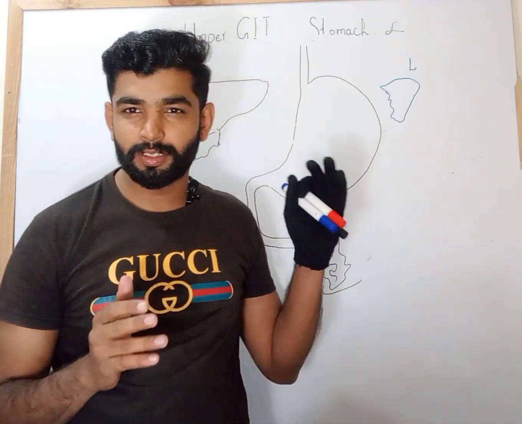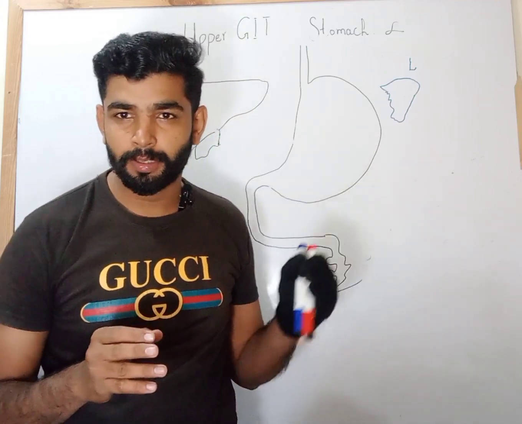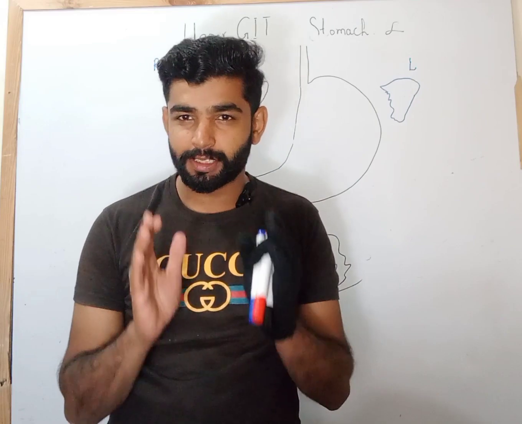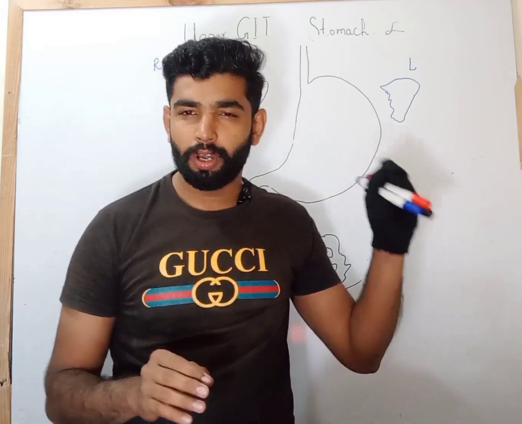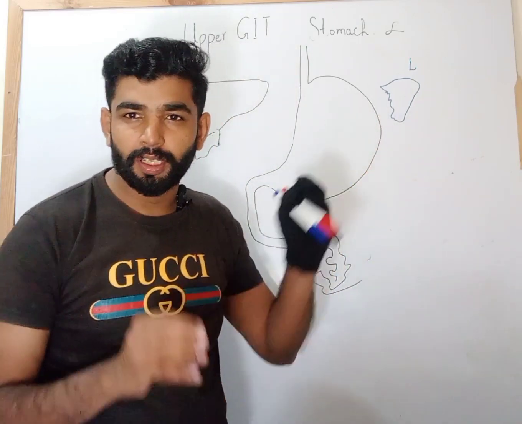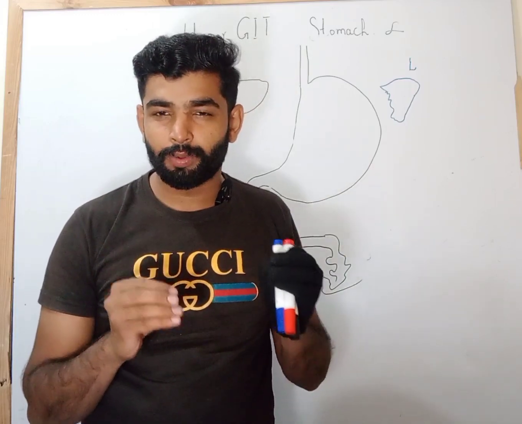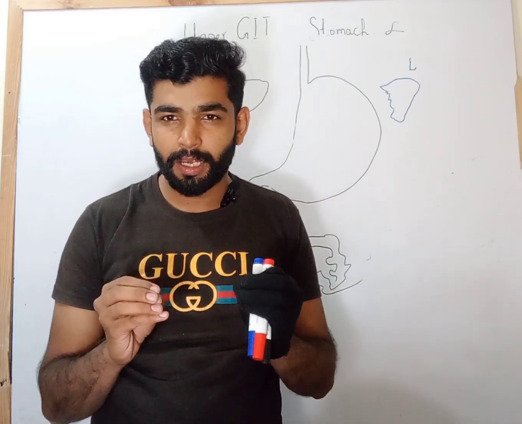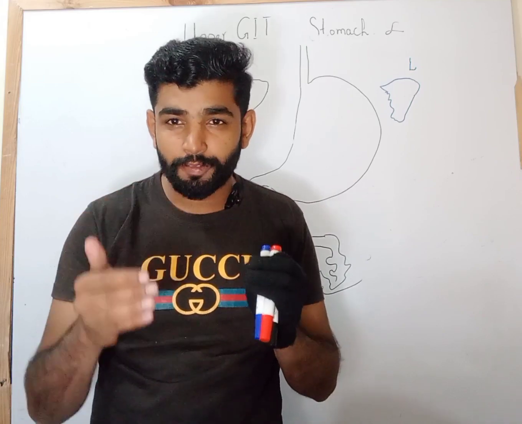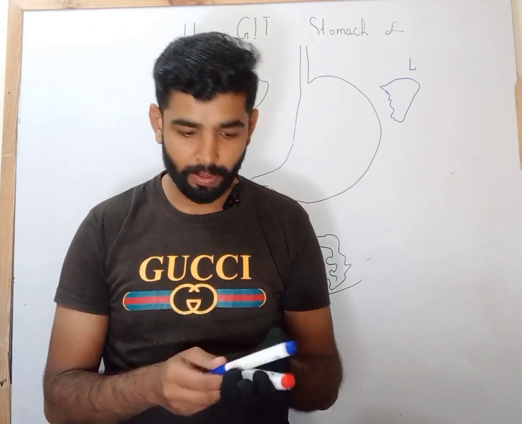As we have started the surgery series of the upper GIT system, we have completed discussion about the esophagus. Now our topic of discussion is the stomach and the duodenum. Now in this lecture we will discuss arterial supply and the nervous supply of the stomach.